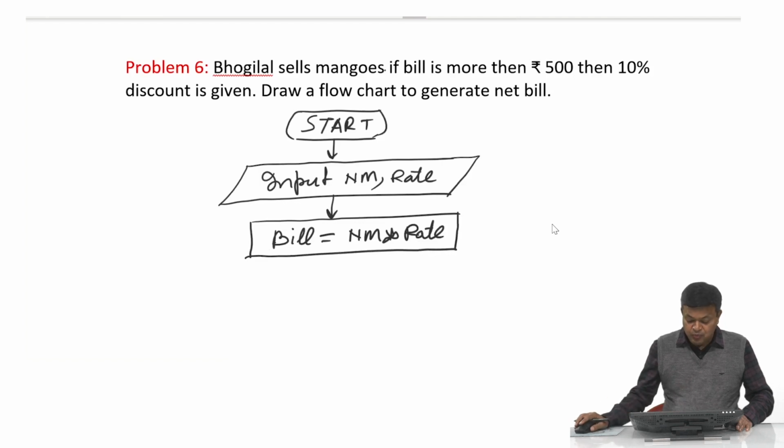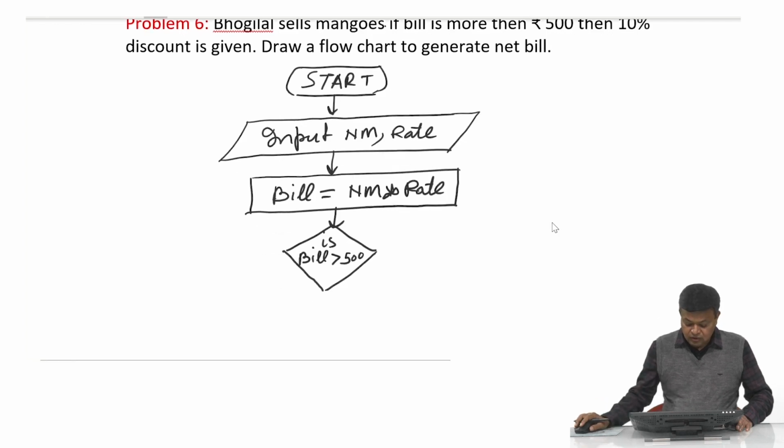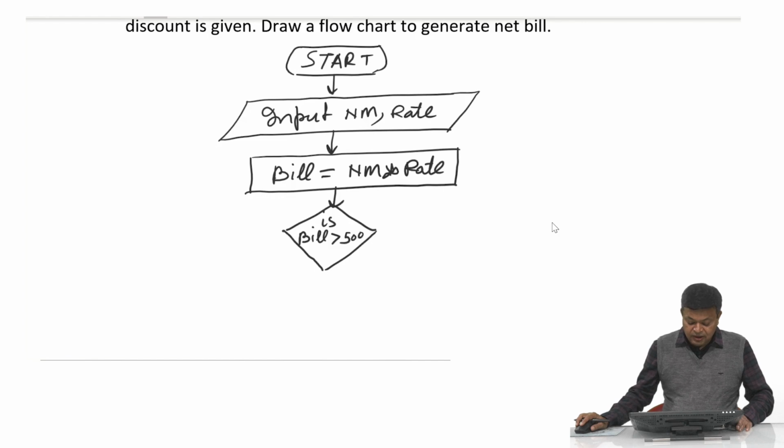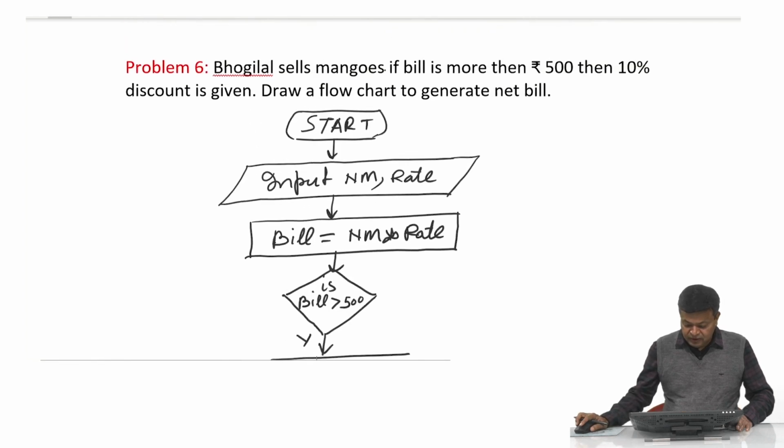Now, once we have the bill, then we will be taking a decision. We will go to decision box. Is bill calculated greater than 500? Okay. If bill calculated is greater than 500, then he gets some discount. How much discount does he get? Customer, he gets 10% discount.